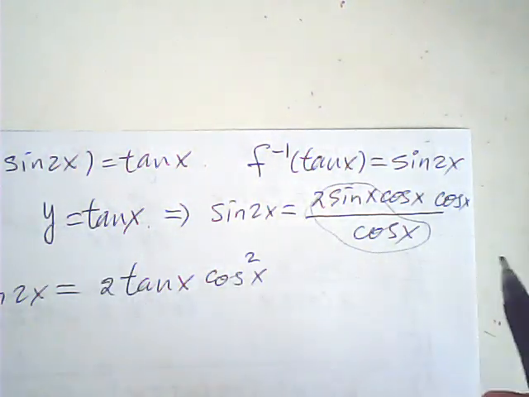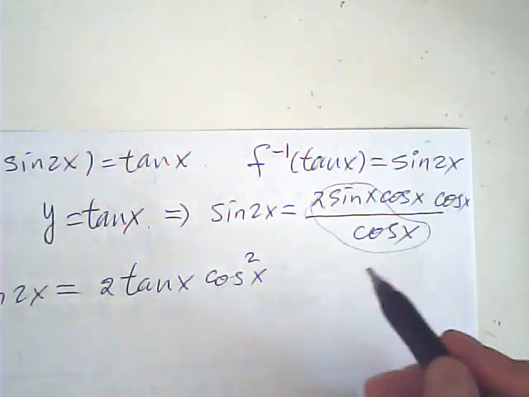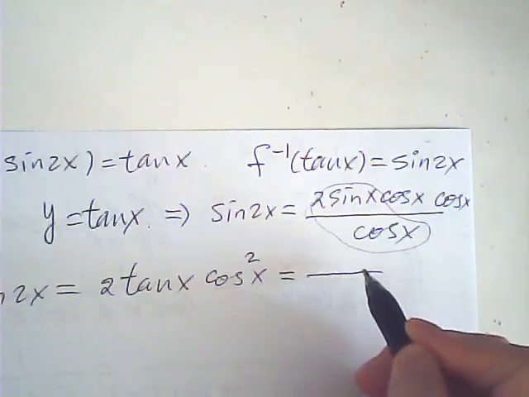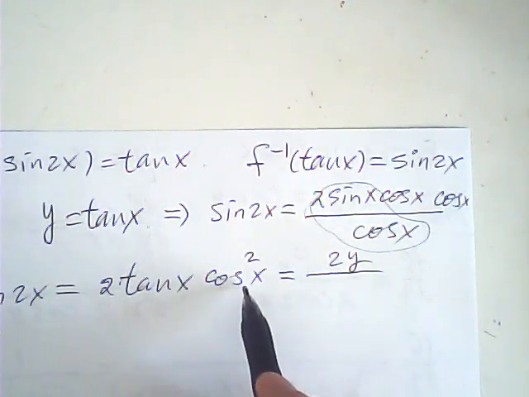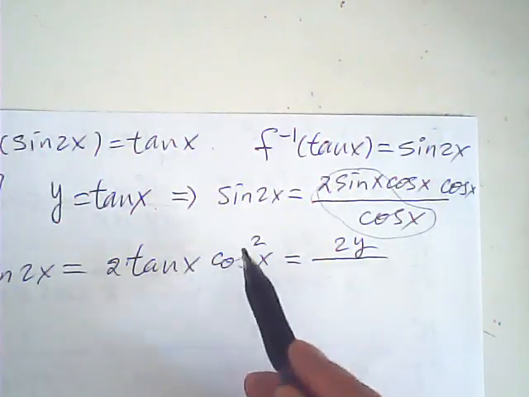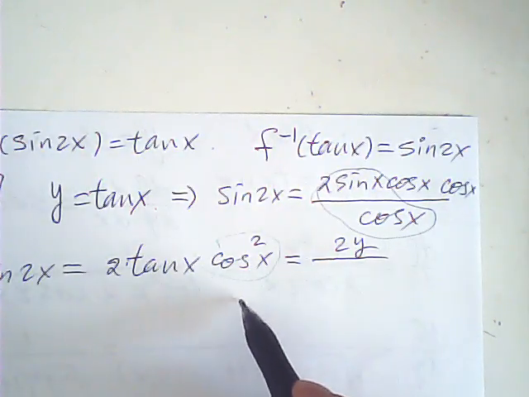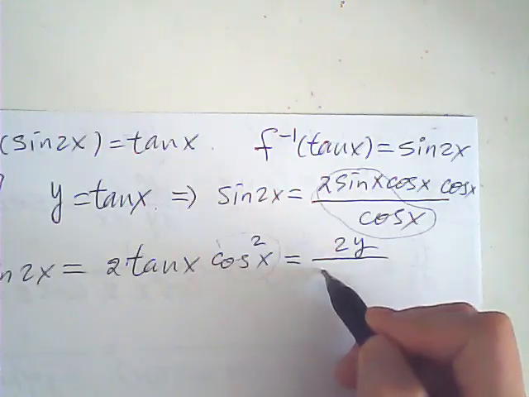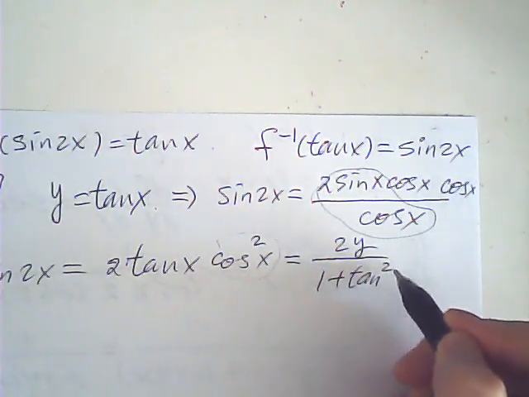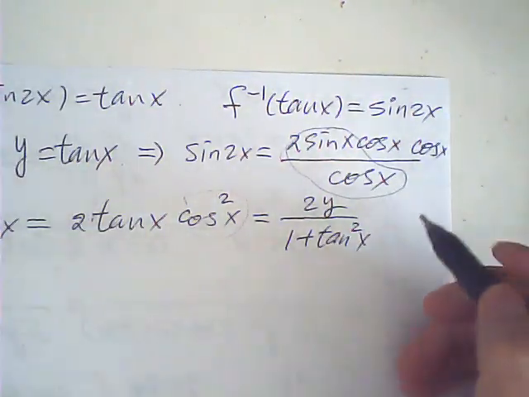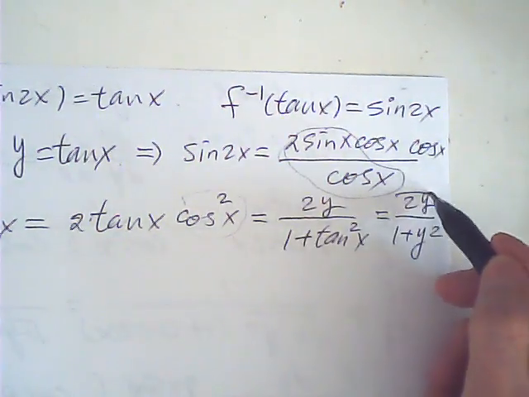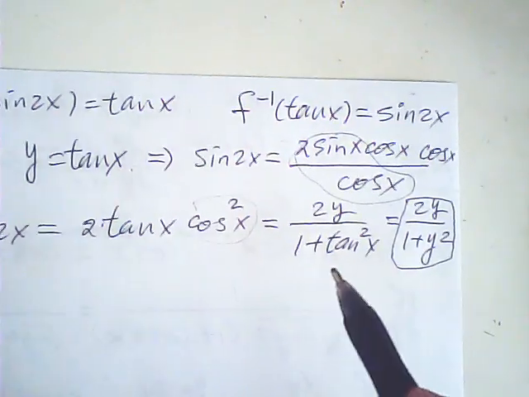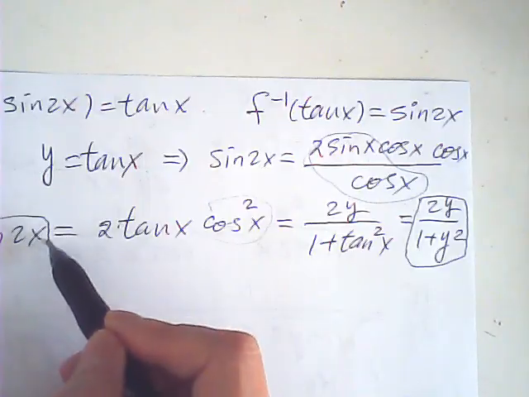Tangent x is my y, right? So this one equals 2y. This is 2y. Cosine squared is 1 over secant squared. Secant squared is tangent squared plus 1, right? So 1 plus tangent squared. Tangent squared is y squared, so this is equal to 2y over 1 plus y squared. Wow. This is my sine 2x.